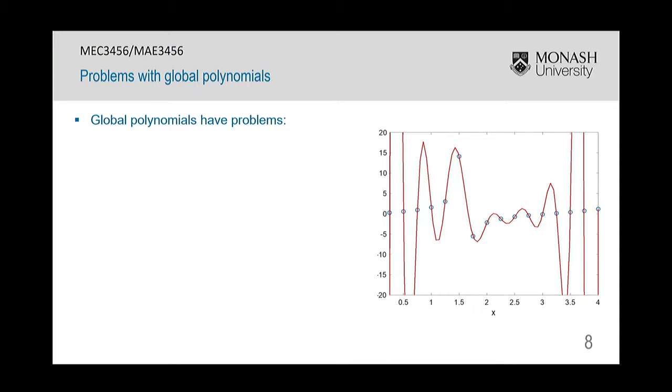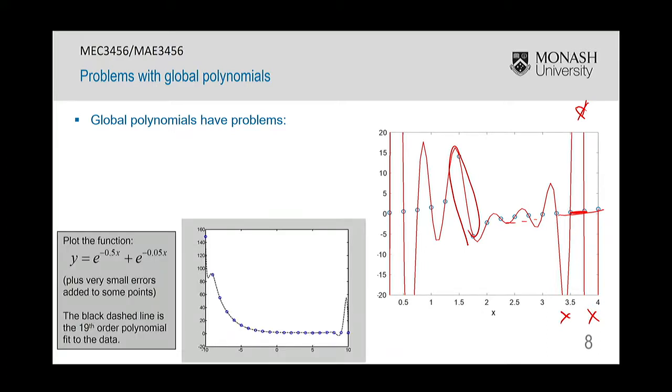Now this function doesn't look like it's terribly badly behaved. There's maybe something going on here that's not so good. But we would expect the data values across here, it looks pretty smooth, but we're getting enormous errors down here, down here, down here. So there's something gone wrong with this global polynomial. Let's have another look at another example. Let's look at the function y is equal to e to the negative 0.5x plus e to the negative 0.05x, and let's add some very, very tiny errors, 10 to the minus 5 magnitude errors to this, and then let's fit a 19th order polynomial to these 20 data points.